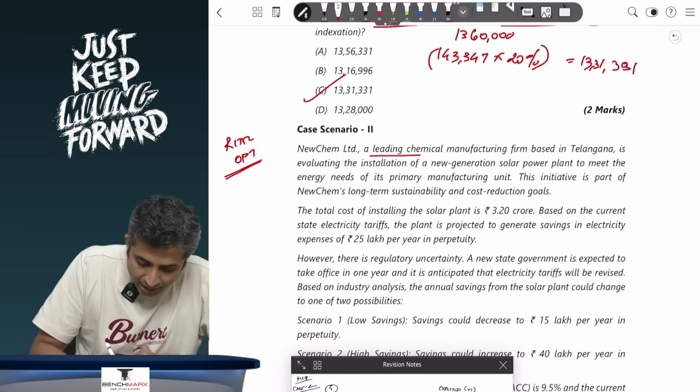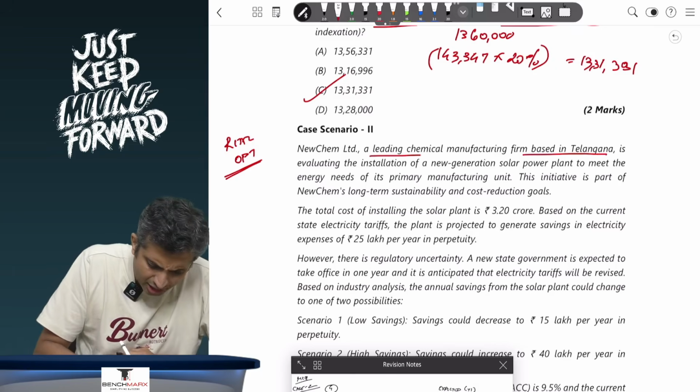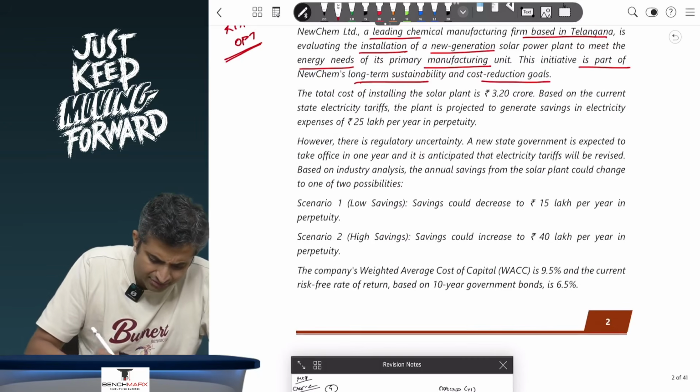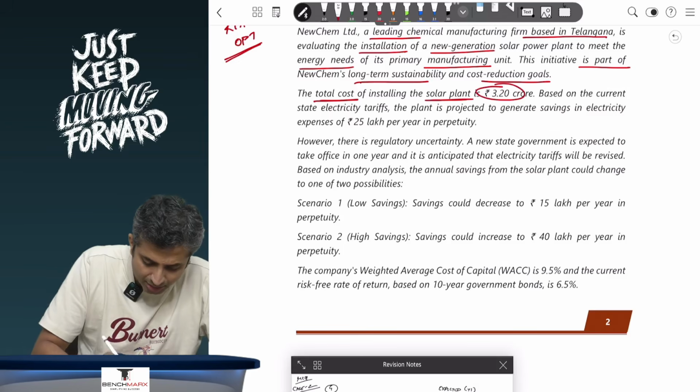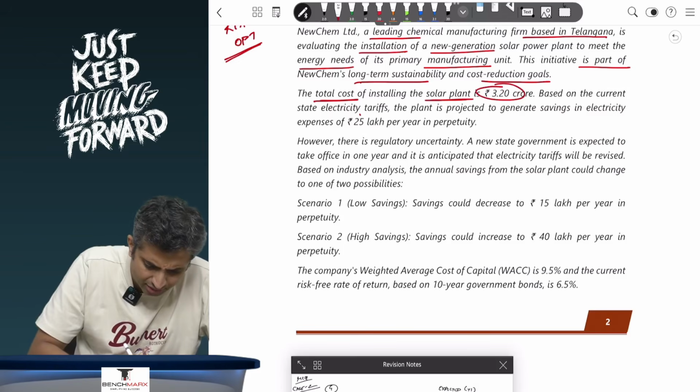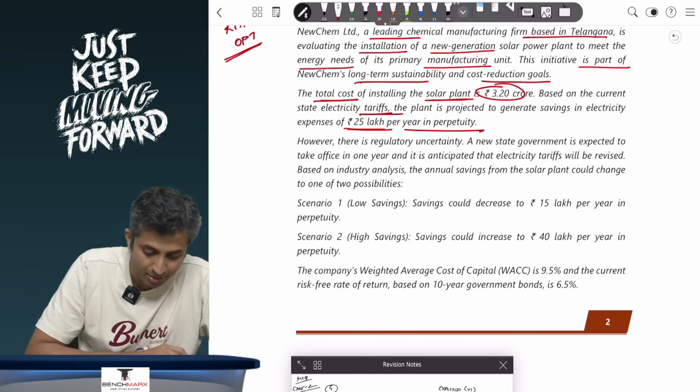Newchem, a leading chemical manufacturing firm based in Telangana, is evaluating installation of a new solar power plant to meet the energy needs for its primary unit. The initiative is a part of long-term sustainability and cost reduction goals. The total cost of installing the solar plant is 3.2 crores. Based on current state electricity tariff, the plant is projected to generate savings of 25 lakhs per annum up to perpetuity.